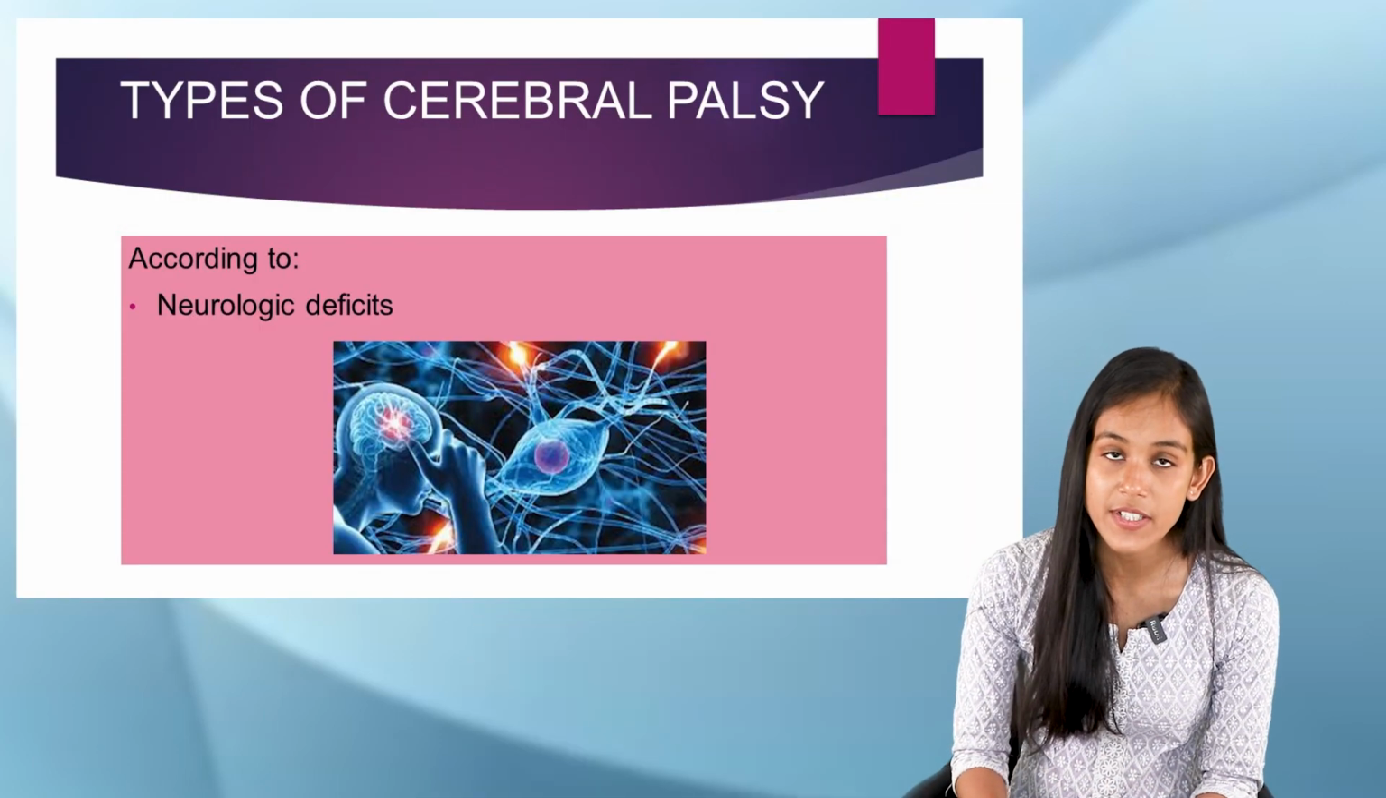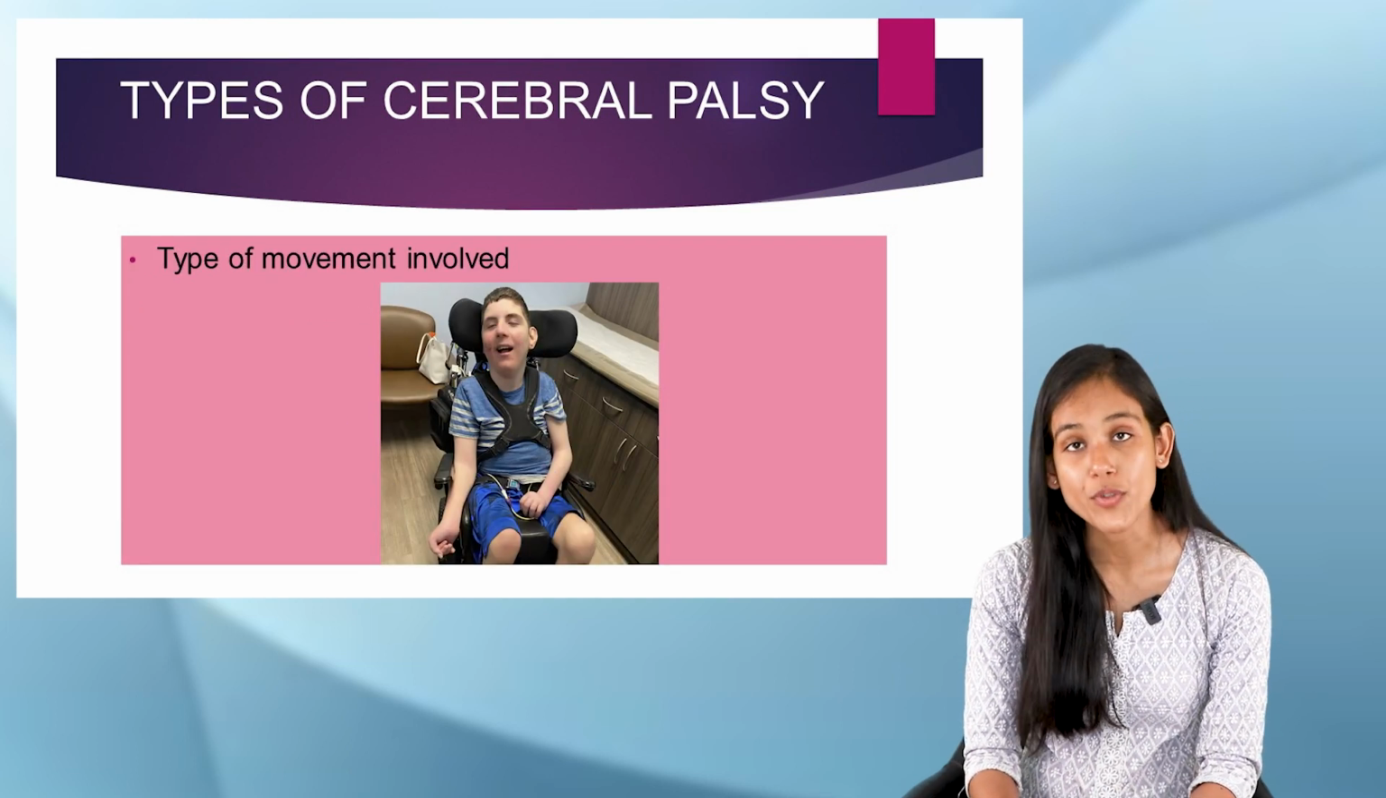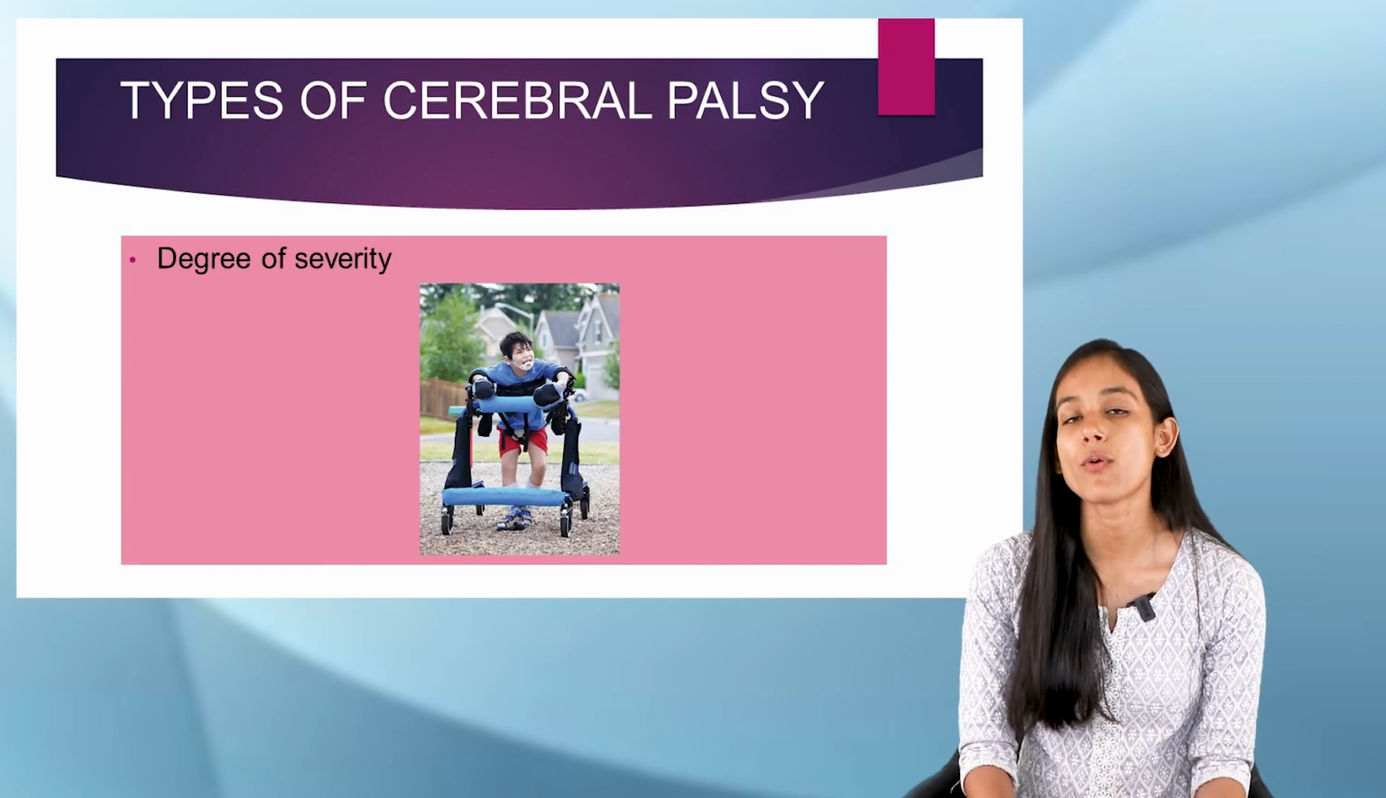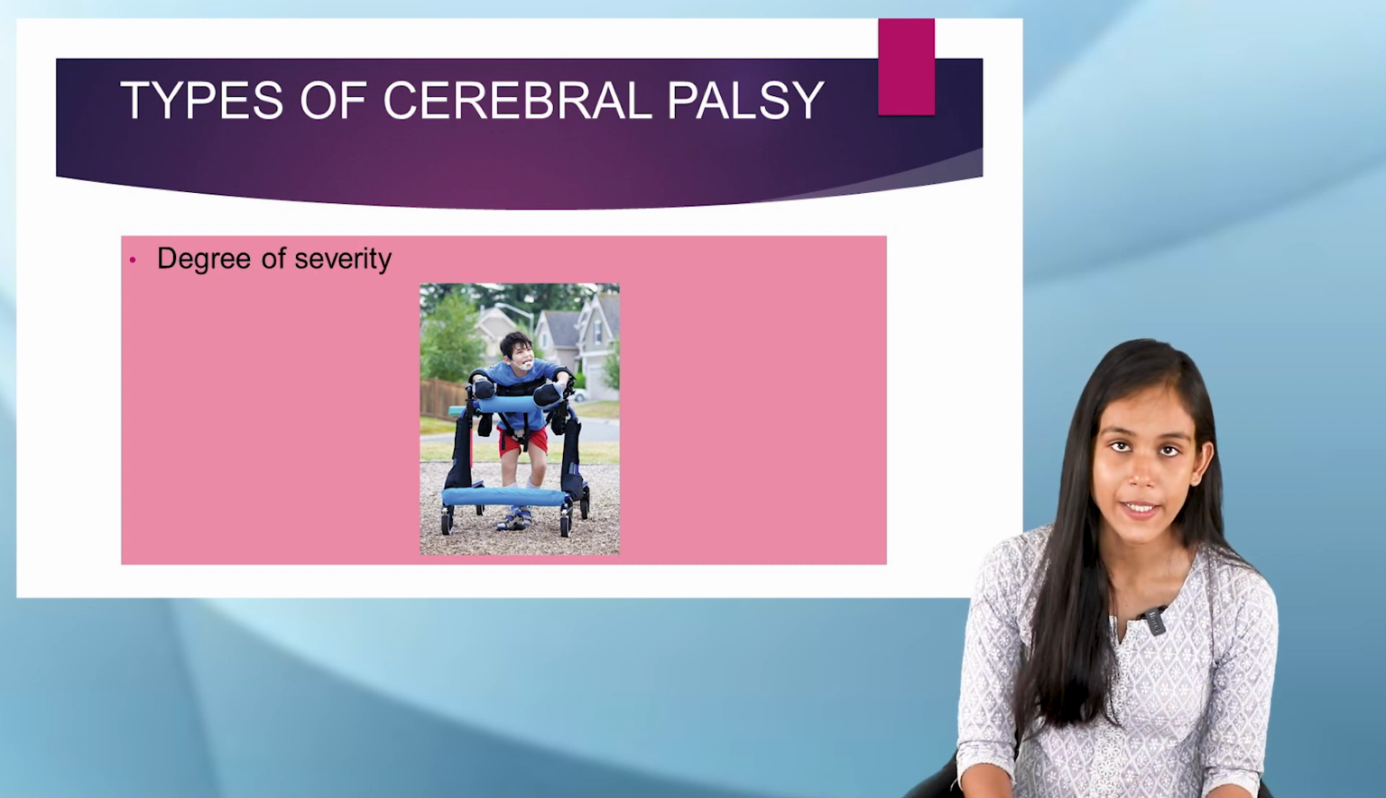So in today's session, we will be basically focusing on the types of cerebral palsy and the diagnosis and the management. So first, let us discuss the types of cerebral palsy. Now, the classification or the types of cerebral palsy can be done based on several things. Cerebral palsy can be classified according to neurological deficits. The second is type of movement involved. The third is area of affected limbs, and the fourth is degree of severity. So these are the factors based on which we can classify cerebral palsy.